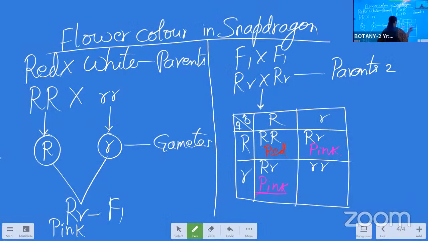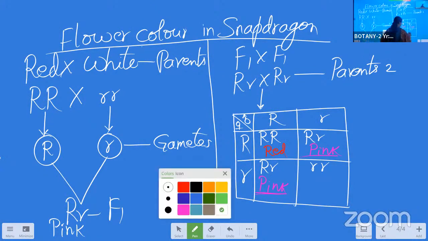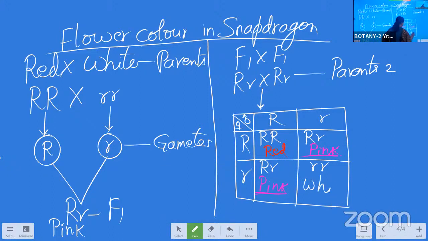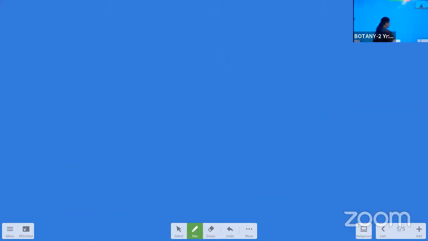This is the pink. And this is the white colored flower. And what is the phenotype and what is the phenotypic ratio?